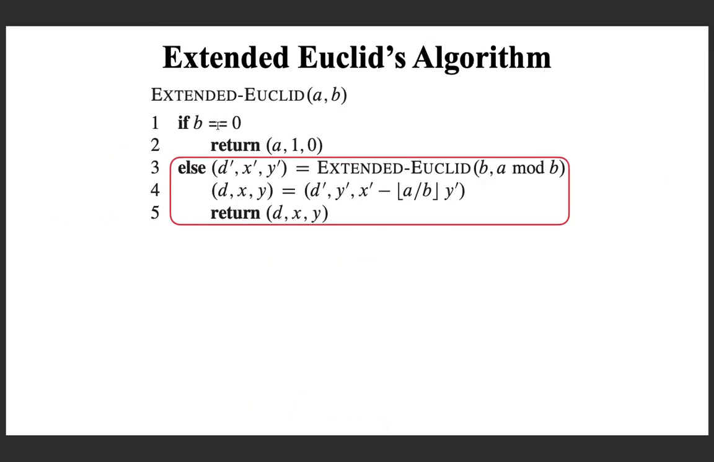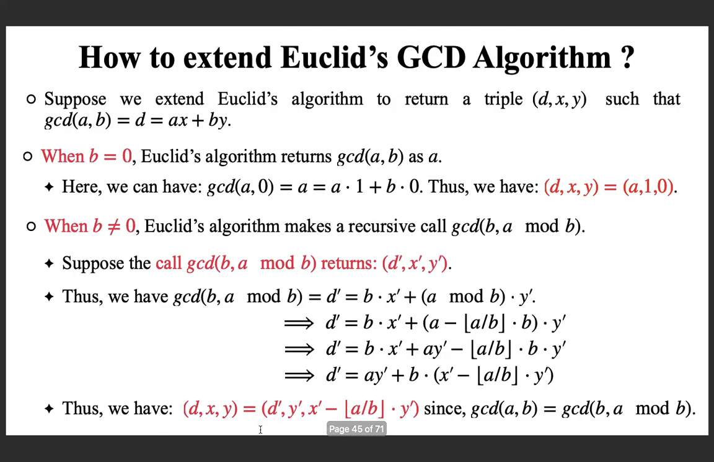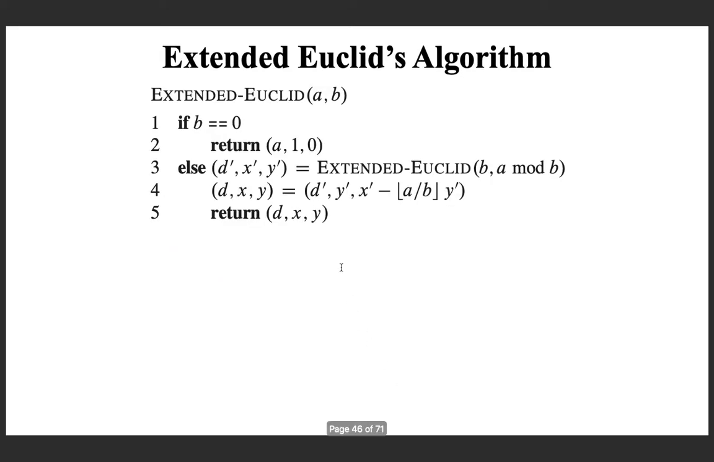And when b is non-zero, you have to return what? d prime, y prime, and this quantity, exactly what we found here: d prime, y prime, x prime minus the quotient of dividing a by b multiplied by y prime. No need to learn it by heart, you just verify that this is exactly what we found. So you set dxy as this triplet and return dxy. So this is the extended Euclid's algorithm.